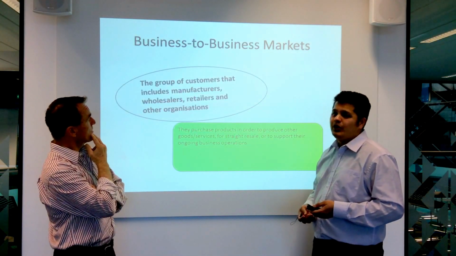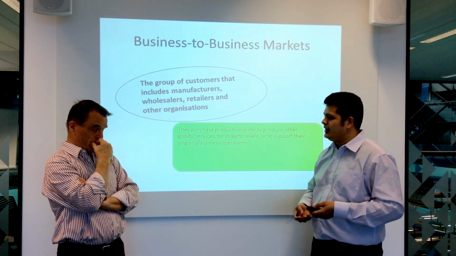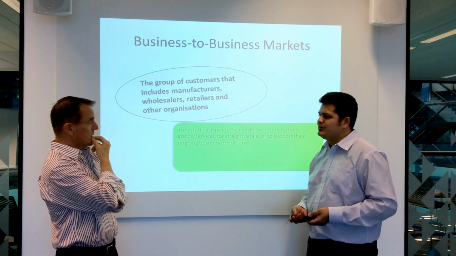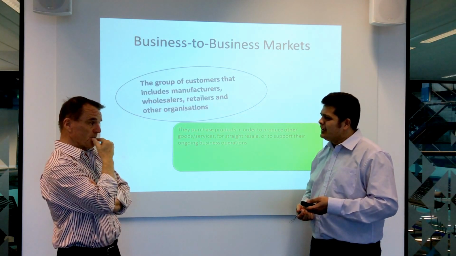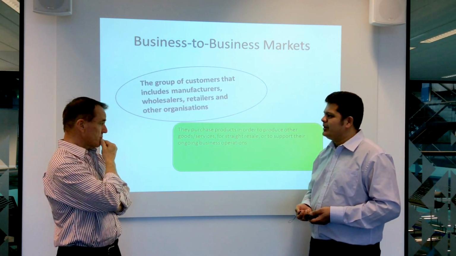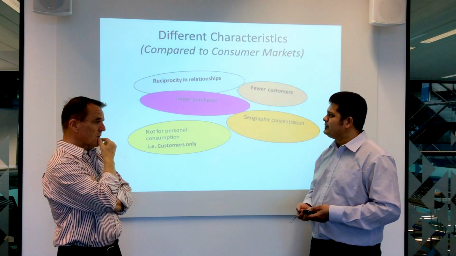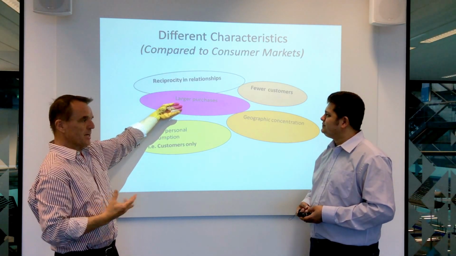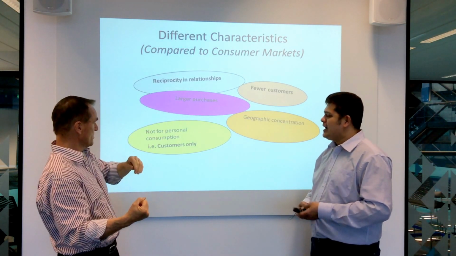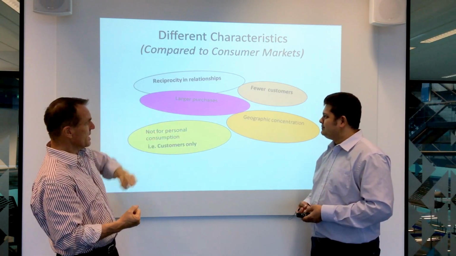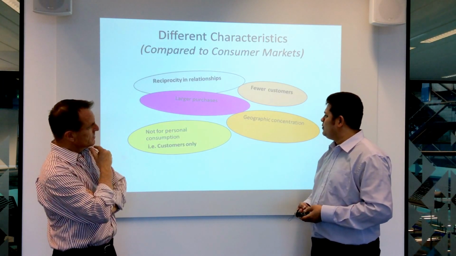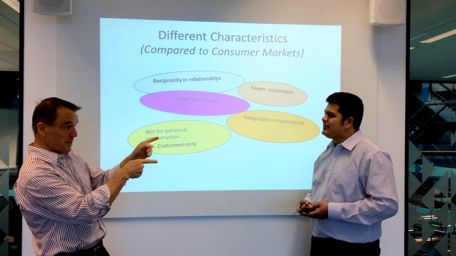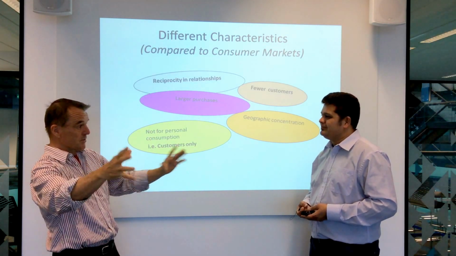Now, obviously, we need to talk about the other type of marketing, business-to-business marketing. One business buying products and services and on-selling it to another business, and in the process making some money out of it. You may want to make a profit. It's slightly different compared to B2C. Some of the differences being the reciprocity in the relationship. If you're Fonterra, you buy a lot of bottles and packs for your milk, and it's not for personal consumption. And there are a few customers on board, and they're geographically concentrated. So Fonterra is all in the Waikato and Taranaki.